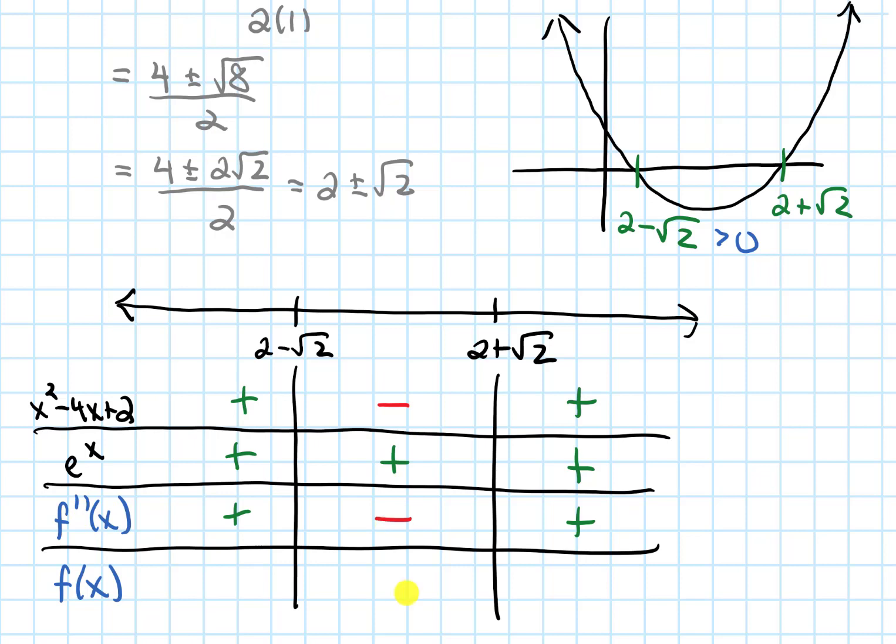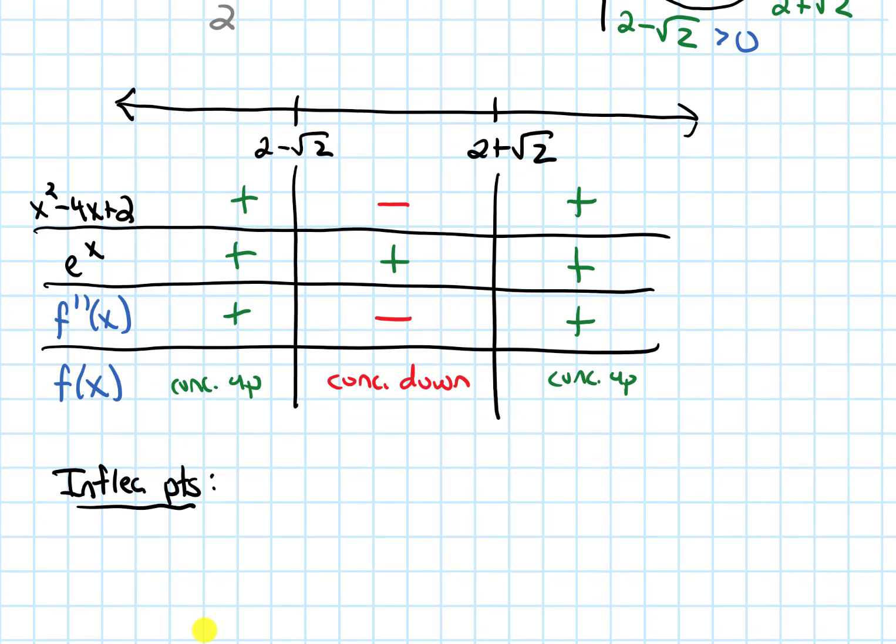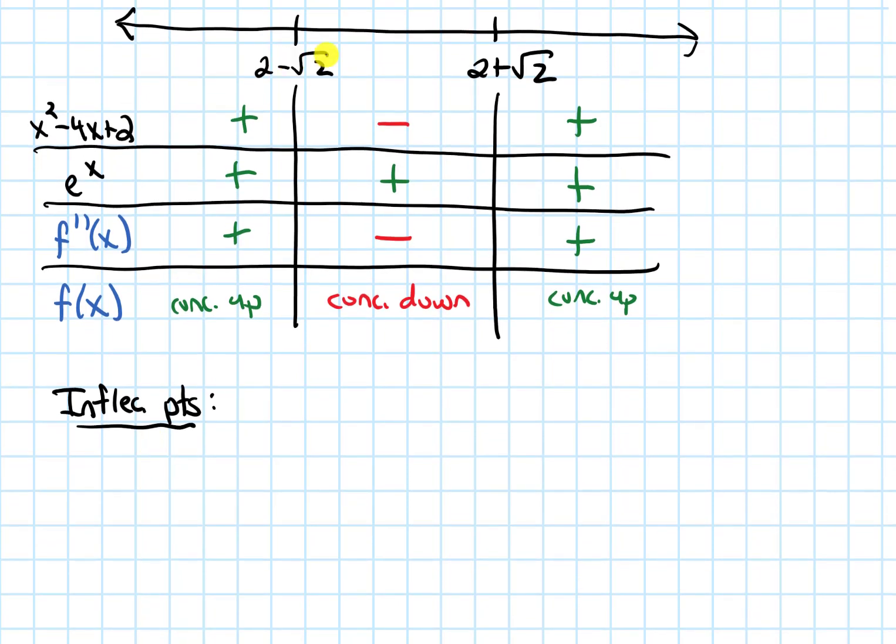So when the second derivative is negative, f is concave down. And when it's positive, f is concave up. So it's going to be concave up here. The question wanted the inflection points, and it didn't just want the x values, it wanted the whole point. At 2 minus root 2 and 2 plus root 2, the concavity switches, and at both of these the original function is continuous. So both of these are going to be inflection points.